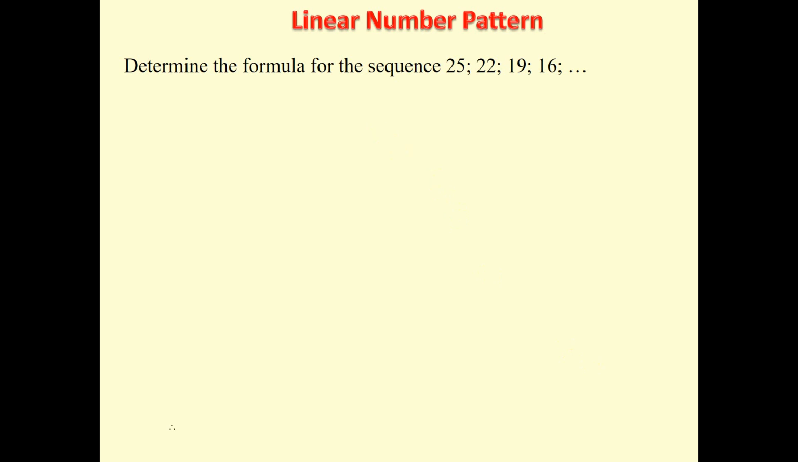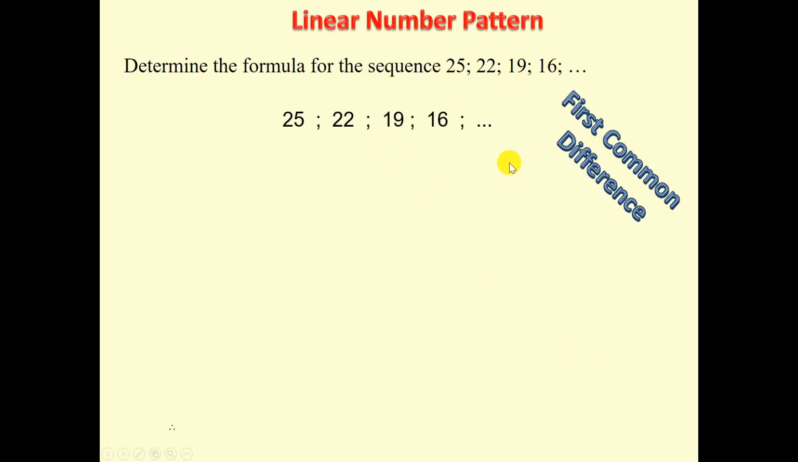Looking at another example, we have 25, 22, 19, 16. So remember, a linear number pattern has a first common difference. We need to verify this. Finding the common difference, 22 minus 25 is minus 3. 19 minus 22 is minus 3. 16 minus 19 is minus 3. Confirmation, it is a linear number pattern.